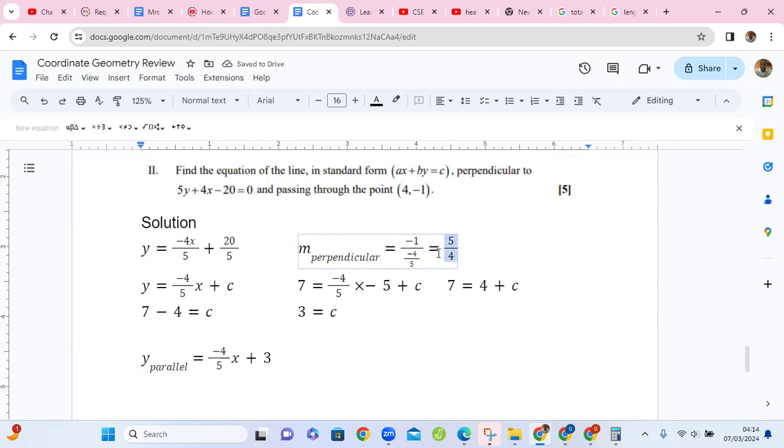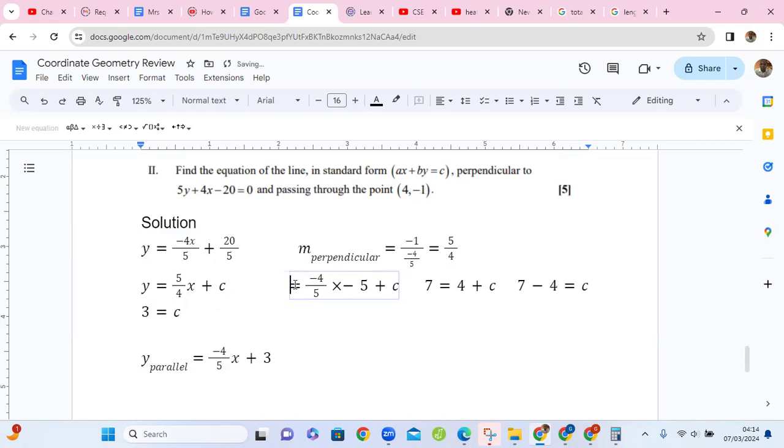So in the place of the gradient, we substitute the gradient of that new perpendicular line, 5 over 4. The point now is (4, -1). So y is negative 1 now, and x is 4. And we are substituting 5 over 4 as the gradient. So what's going to happen now? We're going to have a minus 1 there, 5 over 4 times 4. The 4 cancels out. You are left with 5.